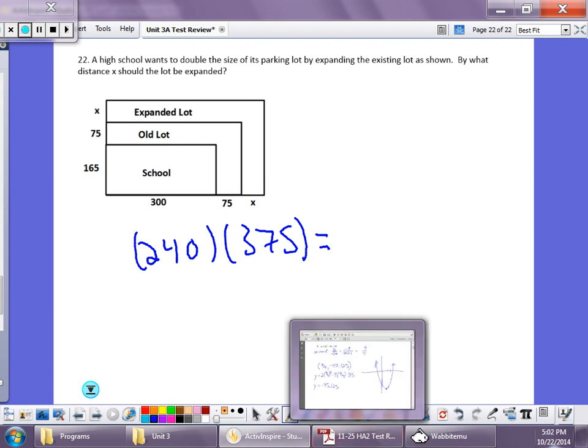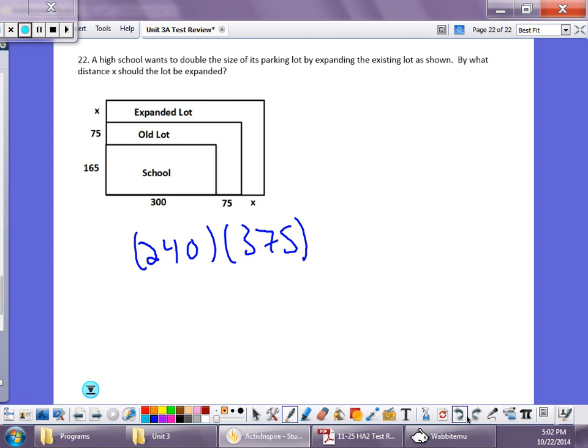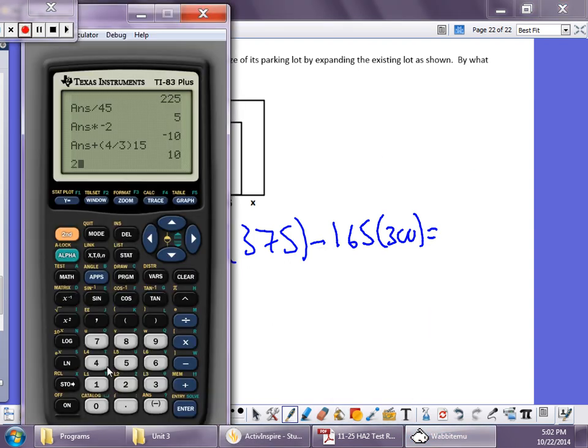So I do that, and then I'm going to subtract 165 times 300, and that's going to give me the area of just my old lot. So 240 times 375 minus 165 times 300, and you should get 40,500. I think we've seen this problem before.